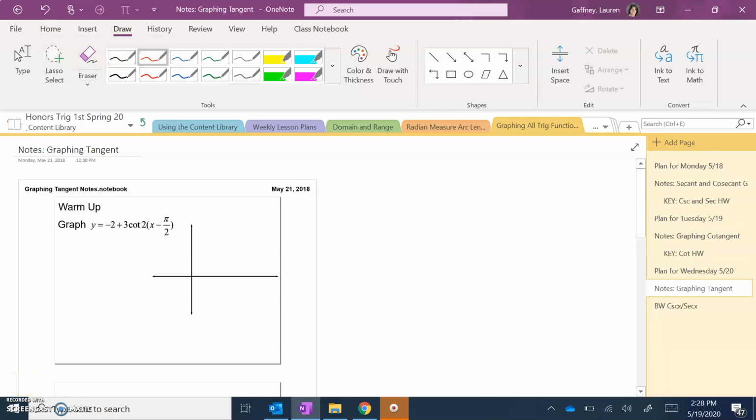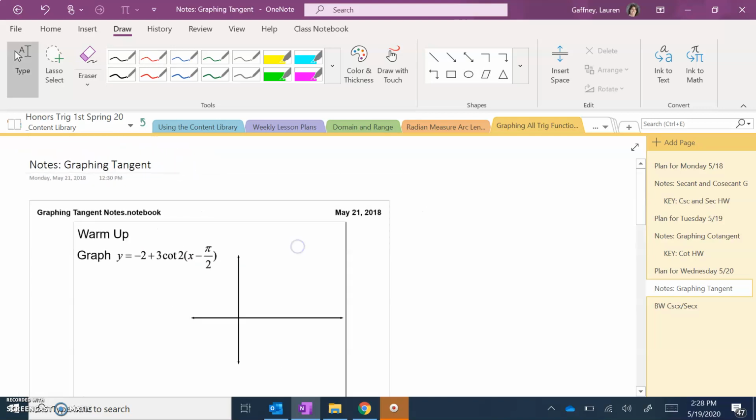Hi guys, so this video is going to be on graphing tangent. I'm going to start by just doing a little recap of cotangent from yesterday's video. So for my vertical shift for this guy, I am down 2. My horizontal shift, I am right pi over 2. My amplitude is 3.